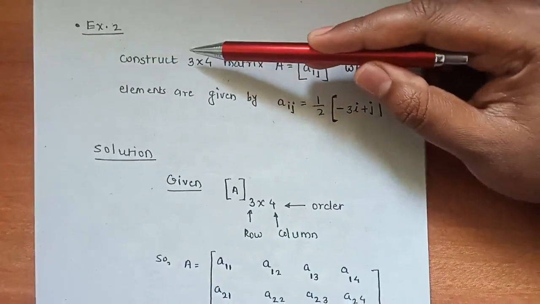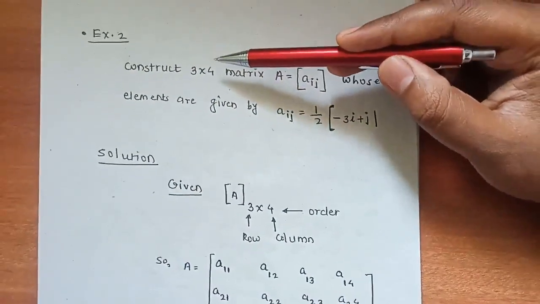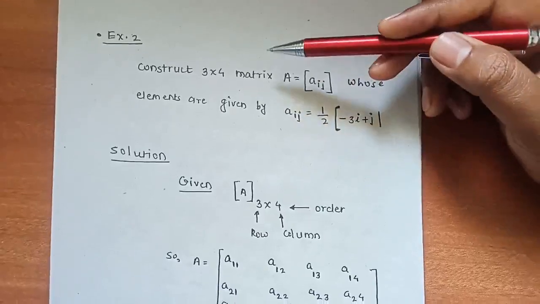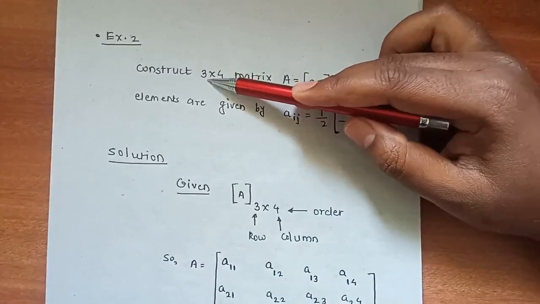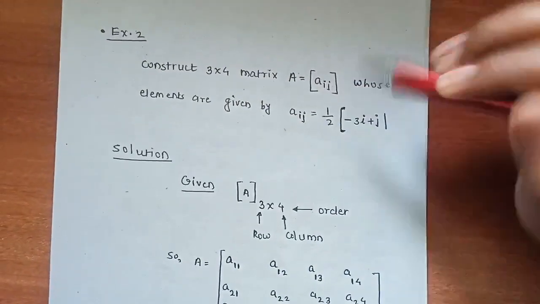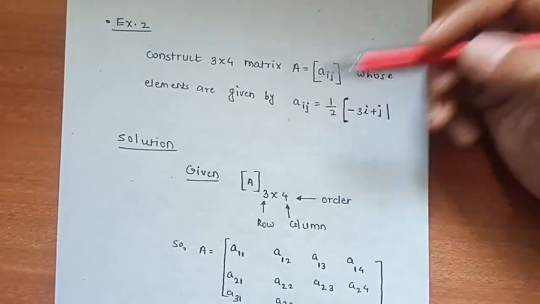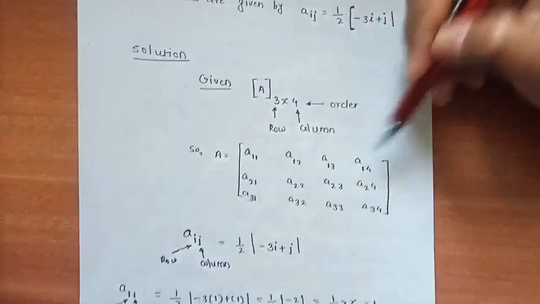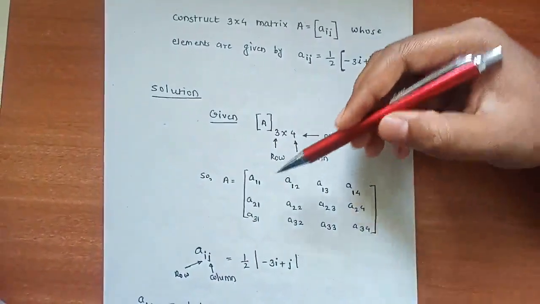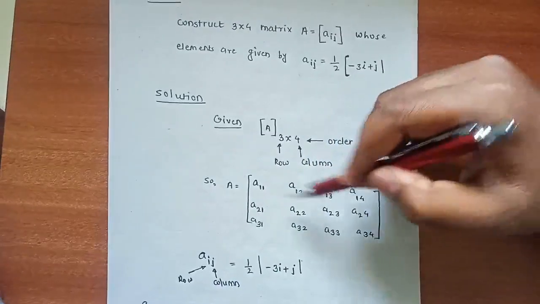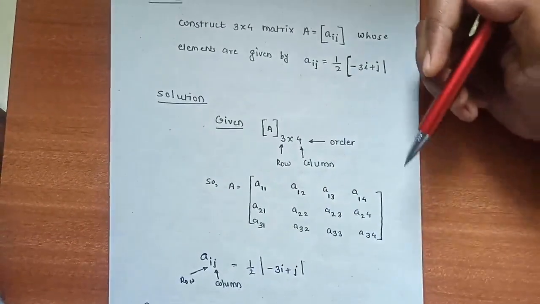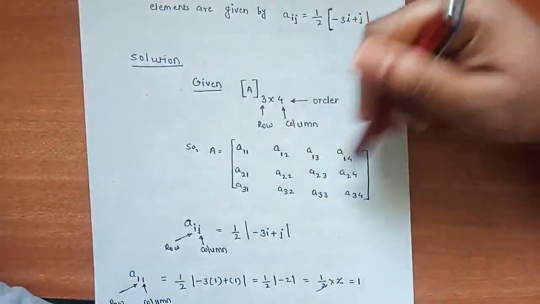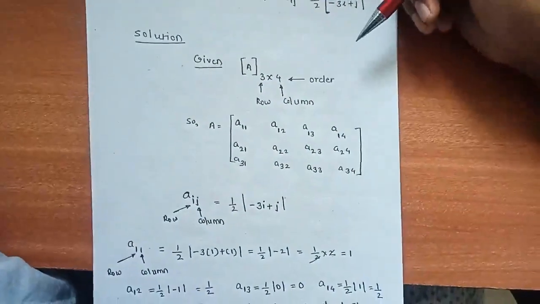3 by 4 means we should have 3 rows and 4 columns. So whatever the answer we are going to find out, that matrix should have 3 rows and 4 columns. So we'll note it down. To understand you better, I have just written the matrix here, which consists of 4 columns and 3 rows. This is no need to write in the exam. If you are perfect with this, then no need to write this one. Directly you can go to the equations and find out all the elements.